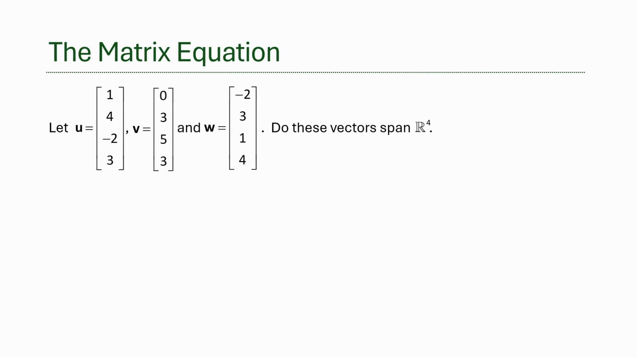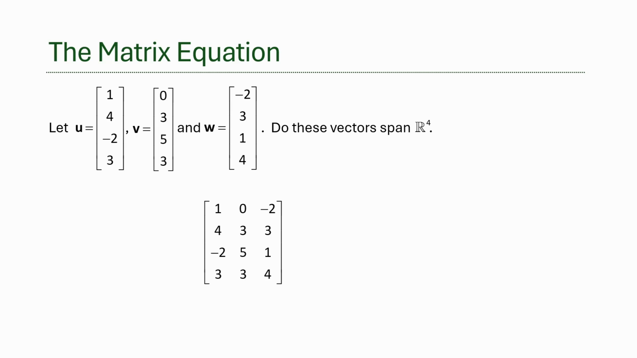So I have three vectors here in R4, and my question is, do these vectors span R4? Well, to answer that, I'm going to start by taking these vectors and putting them into a matrix. It's going to look like this. Now, I'm not going to actually do the row reduction algorithm on this, because I don't need to. So we'll see how this works.